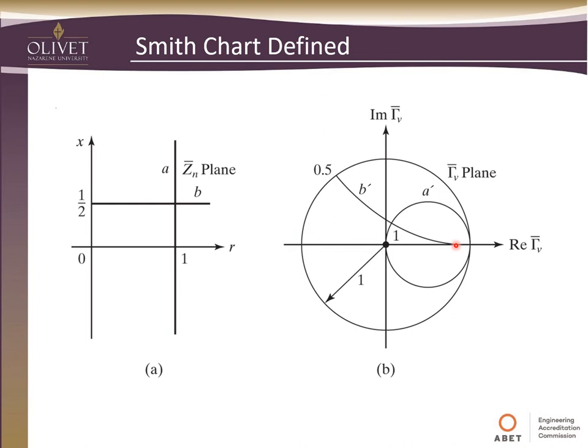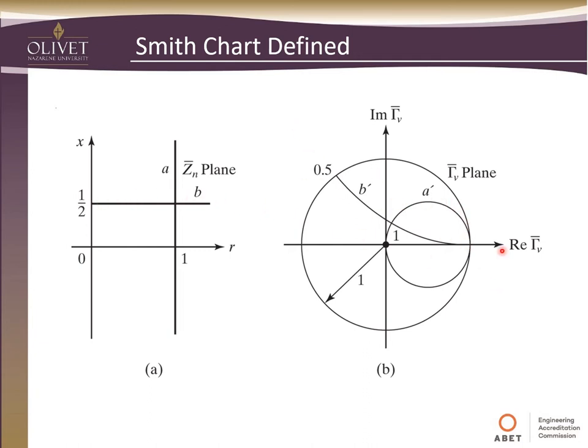If it were negative 1/2, then this line would be flipped about the x-axis, so it'd actually go right here. And so that's just the initial thoughts or way to think about this. We're going to expand on this, but again, this A line here is now this A prime circle, and this B is a B prime circle.